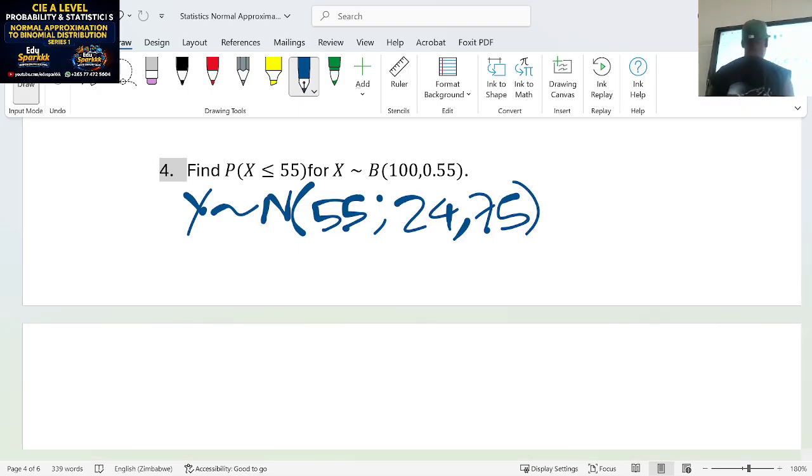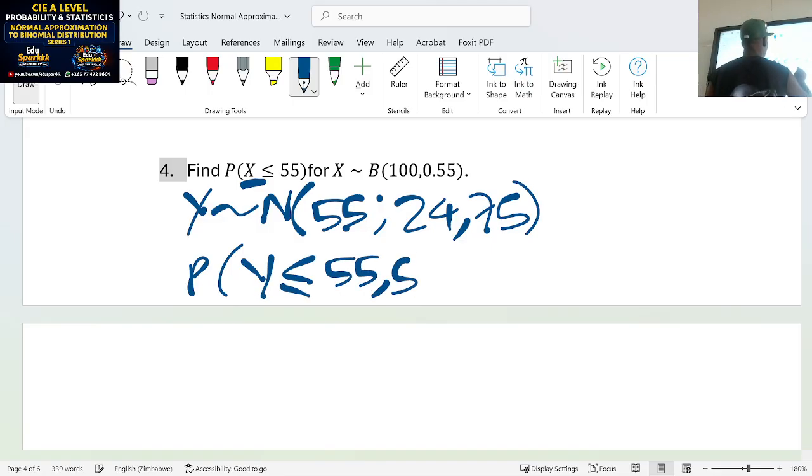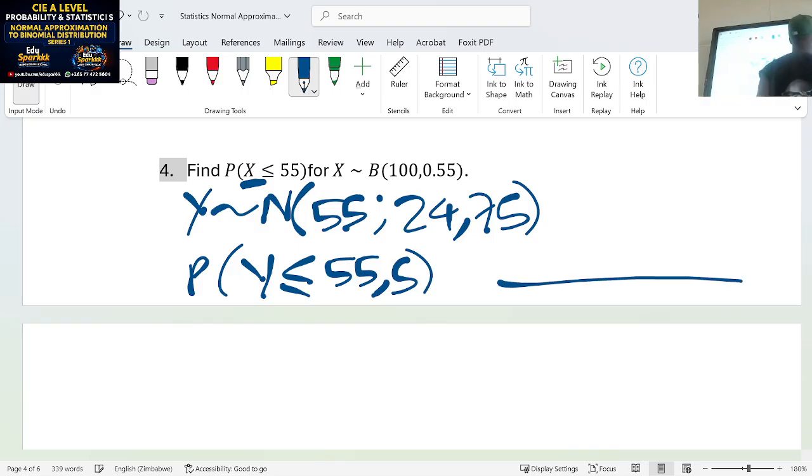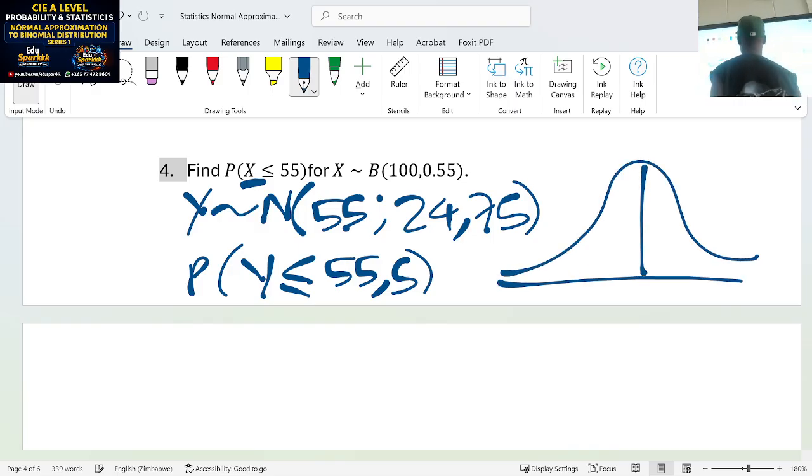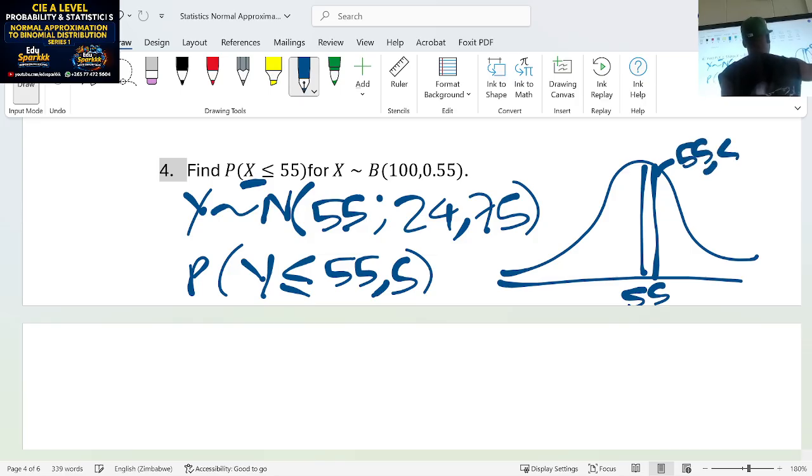We need to remember to put the variance under the root sign. On our distribution, this is the same as the probability that Y is less than or equal to 55.5, because we need continuity correction as we go to the upper bound. Then we sketch the region we are interested in. The mean is 55, and 55.5 sits slightly in front of 55, so we are interested in the whole region to the left.